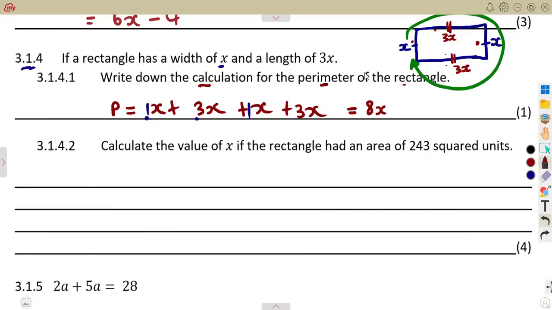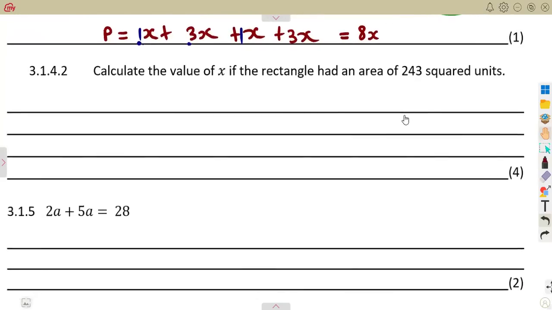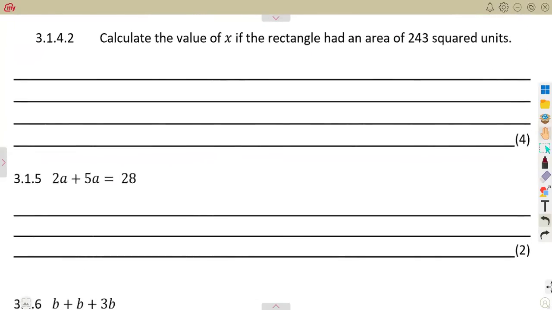That is what you're given. Perimeter. Distance right around the shape. You add right around the given shape. So they can test you like that.